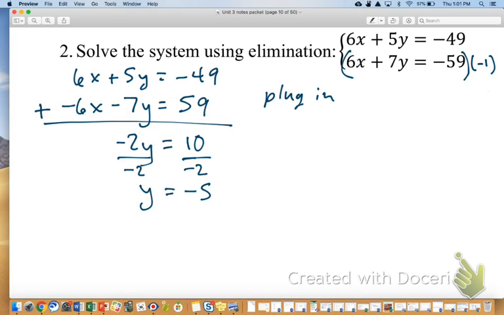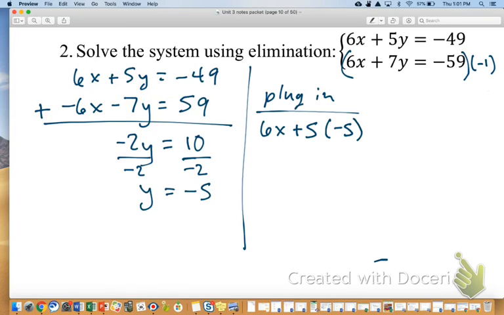I'm just going to plug it into one of these two. I'm going to say the top one. So this would be 6x plus 5, but instead of a y, I can put negative 5, equals negative 49. And then I solve. So this would be 6x minus 25 equals negative 49.